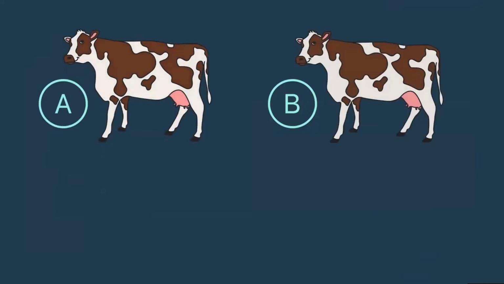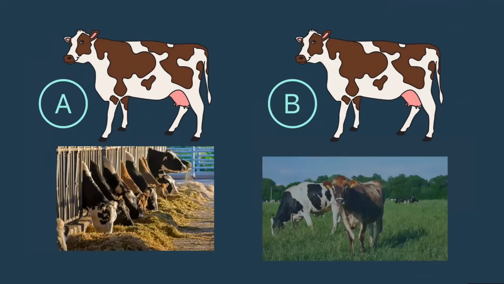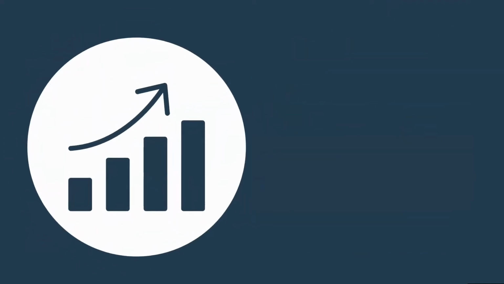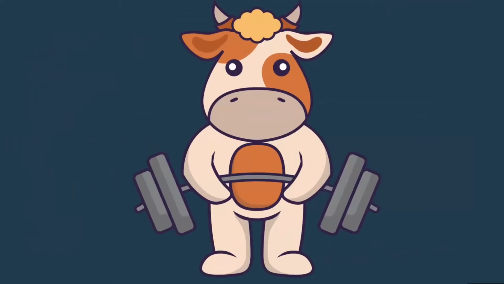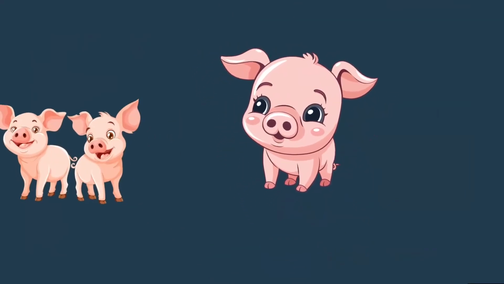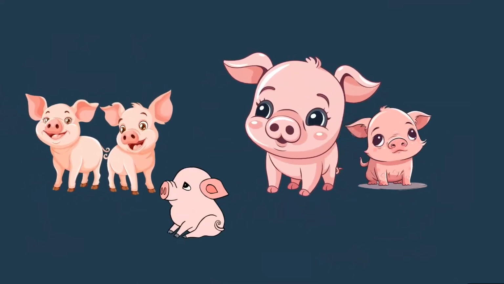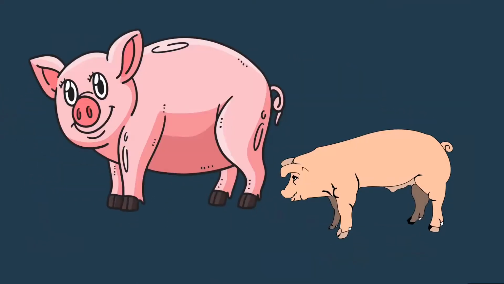For example, think about two cows that are of the same breed. They are raised on different farms. One might grow larger, produce more milk, or gain weight faster than the other, even though they come from the same genetic background. Or, you can also consider a litter of piglets. Some may grow faster, while others remain smaller despite having the same parents.